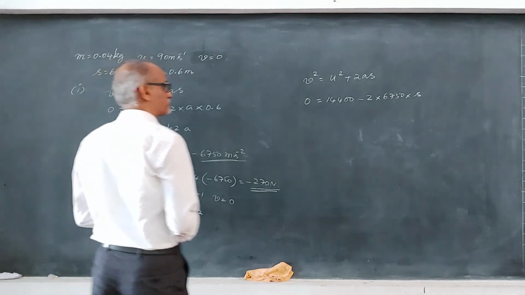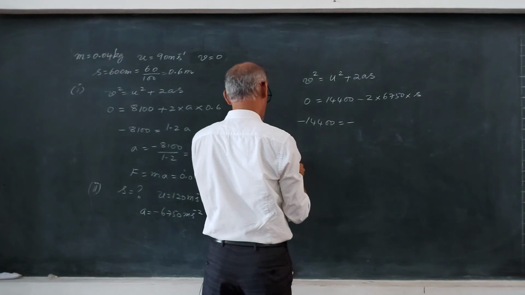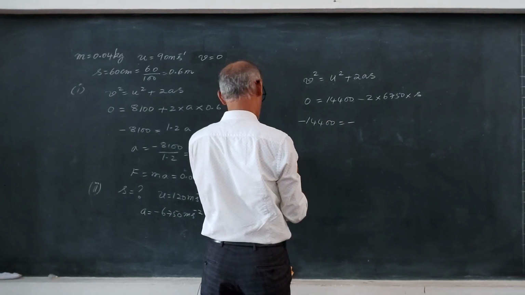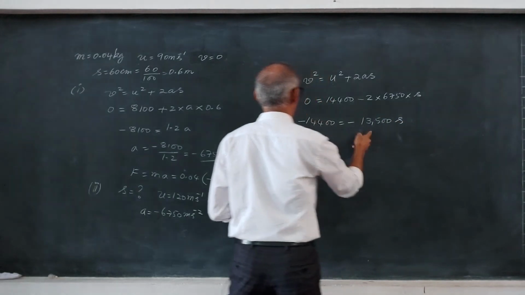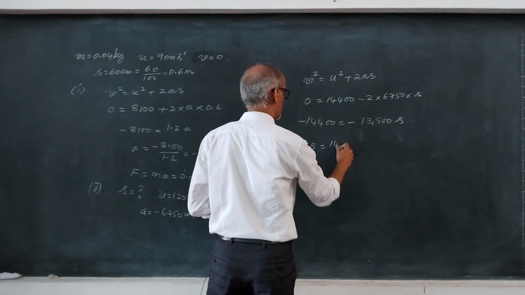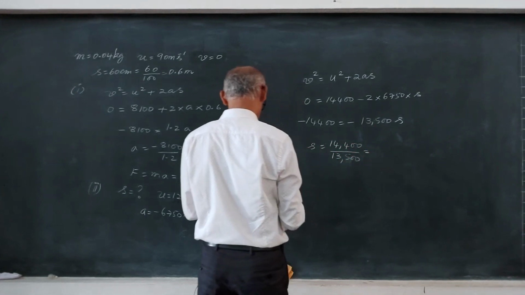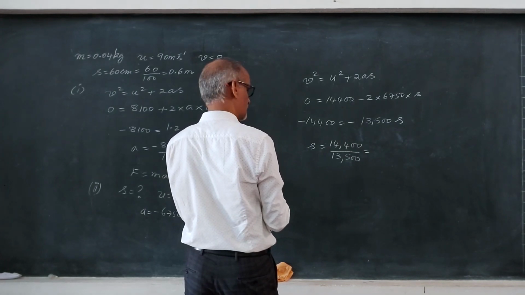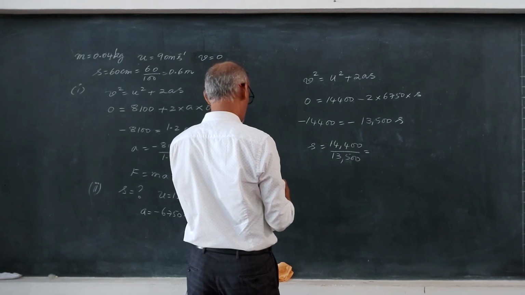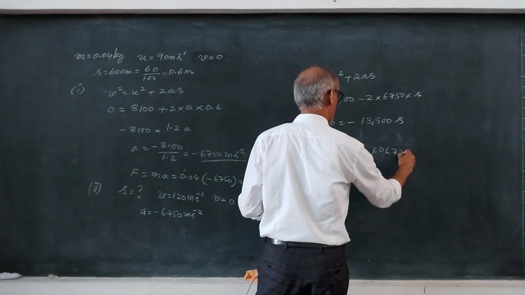Now, let us bring this to the left: minus 14400 equals minus 6750 into 2, which gives you 13,500 S. The minus sign will get cancelled, therefore S is equal to 14,400 divided by 13,500. So it will be 1.067 meter.